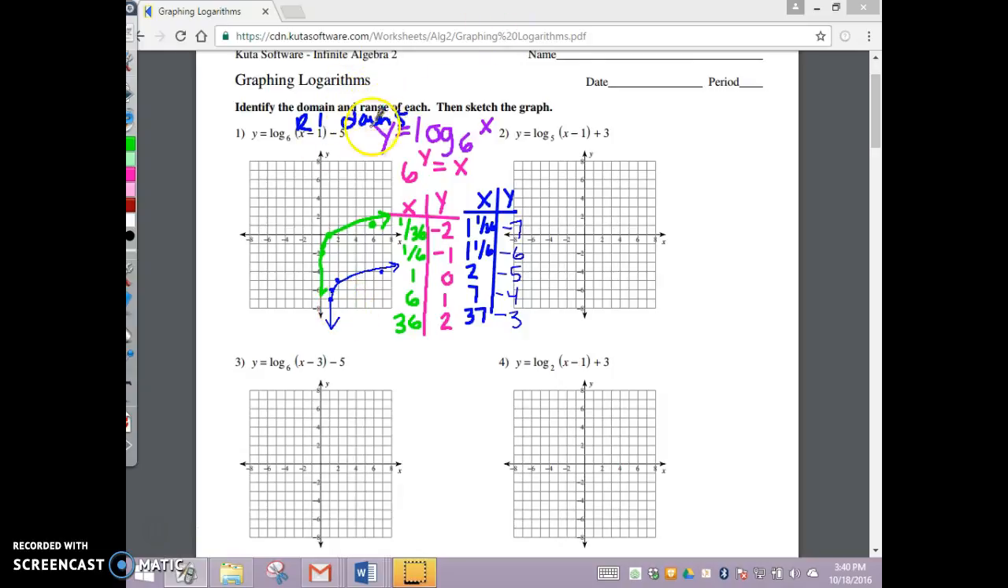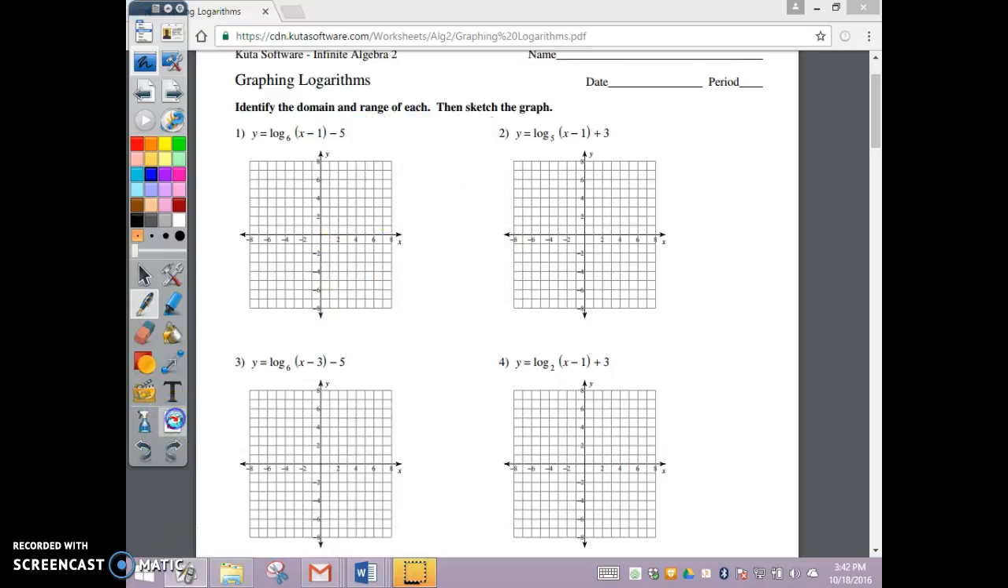So this one says identify domain and range. So look at my domain. Here's my asymptote right there at 1. My asymptote is at x equals 1. So I don't go past that line. So my domain is starting there. My domain is going to be from 1 to infinity. And my range for a logarithm is always all real numbers. Notice how my line goes down. And as it goes to the right, it's going to be getting higher and higher and higher.